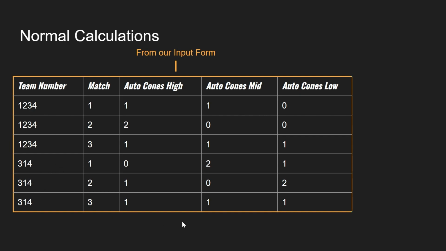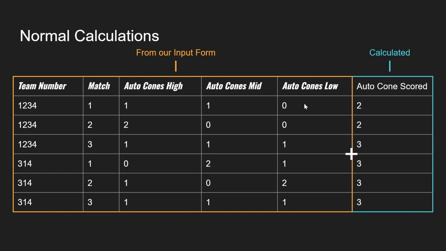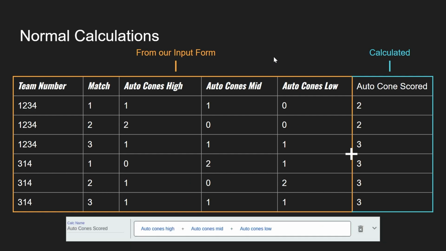And whenever we add a new calculation, it just adds a new column to all of the records. So in this case, it's auto cones scored, which adds up all the guys here. So in this case, 1 plus 1 is 2, 2 plus 0 plus 0 is 2, 1 plus 1 plus 1 is 3, and so on. So this is how a normal calculation works, and you'll notice from last time we did stuff just like this.